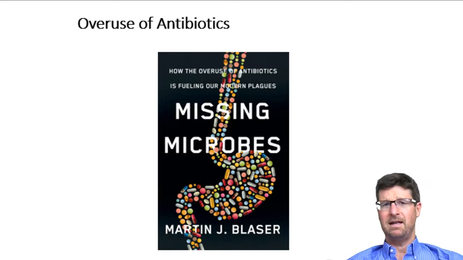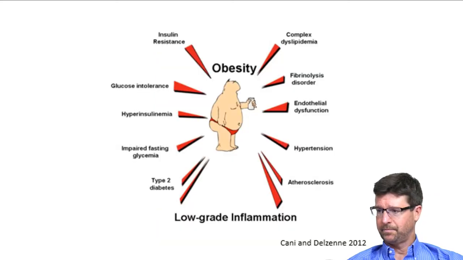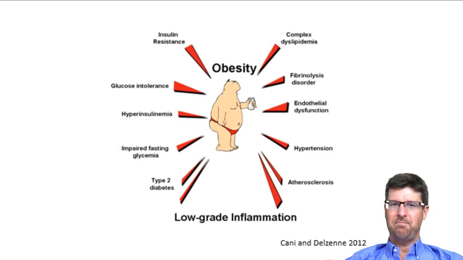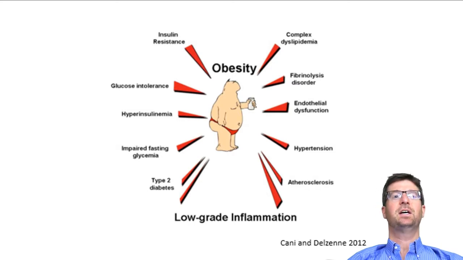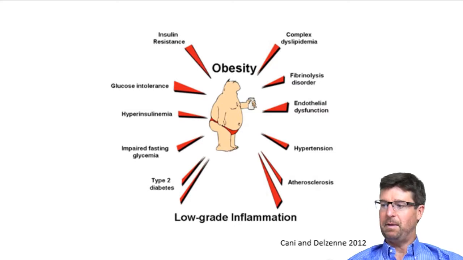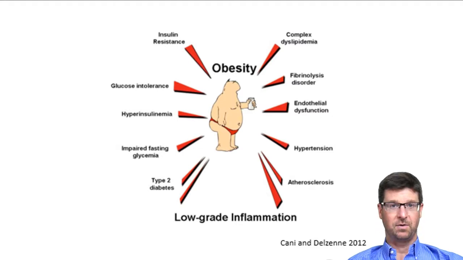So Marty Blaser says that antibiotics are part of the problem, and overuse of antibiotics is certainly a problem. So here are all the things that having a low diversity microbiome seems to be associated with. And antibiotics might play a role in some of these things. Certainly early exposure to antibiotics does predispose to becoming obese later in life. And along with obesity, we find lipid problems, so high cholesterol. We find fibrinogen disorders, so you're more likely to have blood clots, strokes, and heart attacks.